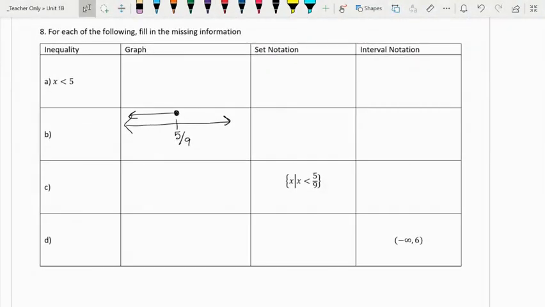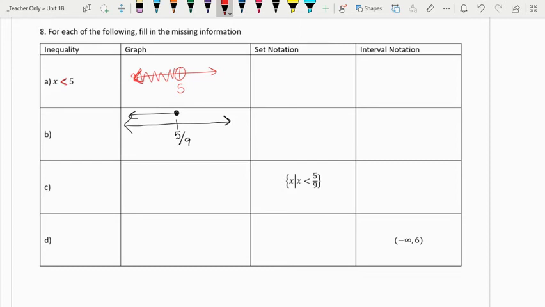All right, so on this next part, we are going to just kind of put together the different things in the chart. Okay, so if we look at letter A, for letter A, x is less than 5. That means that we are going to put 5 somewhere, and then we're going to put an open circle because it is not equal. Well, it is less than, which matches this side, right? So it should go all the way to the left.